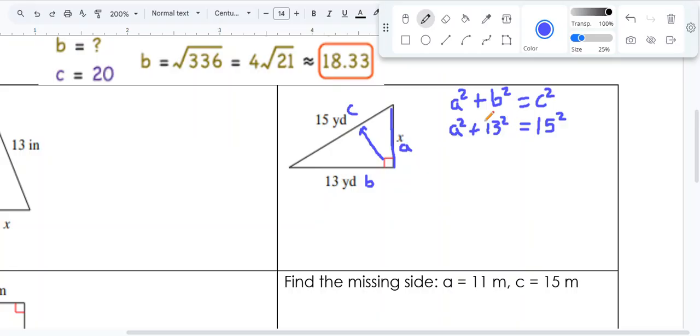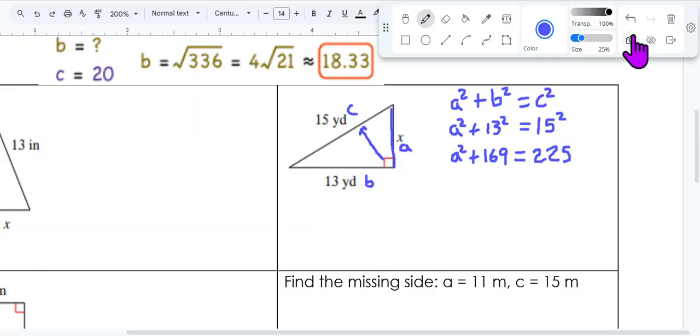So the first step is know it's a right triangle, and we're going to use a squared plus b squared equals c squared, and then figure out what's a, b, and c, right? C is across from the right angle. All right, so now I can square the numbers that I know. I don't know what a is, so that's just going to stay a squared. I do know what 13 squared is, right? That's 13 times 13, and that's 169. All right, and I'm going to put my equal sign. 15 squared is 15 times 15, which is 225.